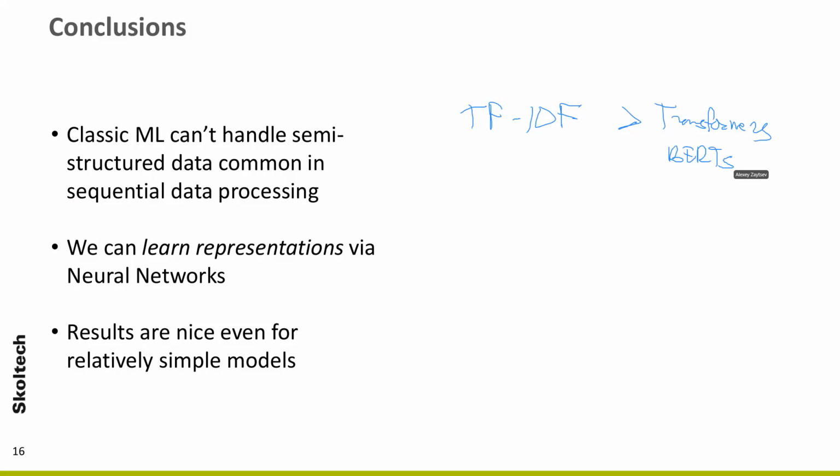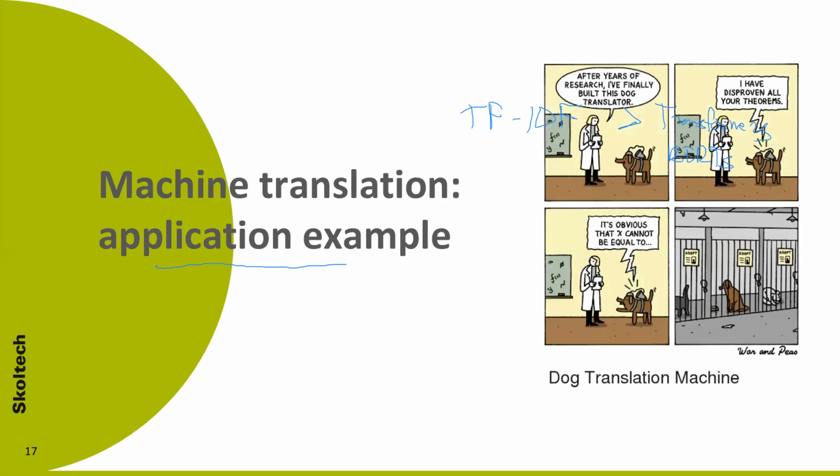But generally, a similar thing happens in different areas when we are thinking about processing of sequential data. More general would be to have this representation here. And you'll see that even for a simple model, we will have quite interesting and good results. So we will continue this machine translation application example.